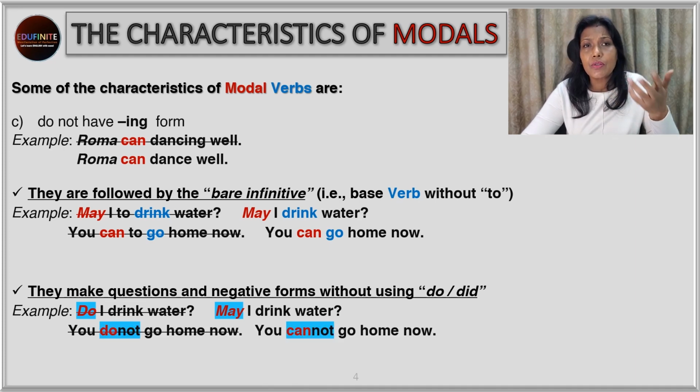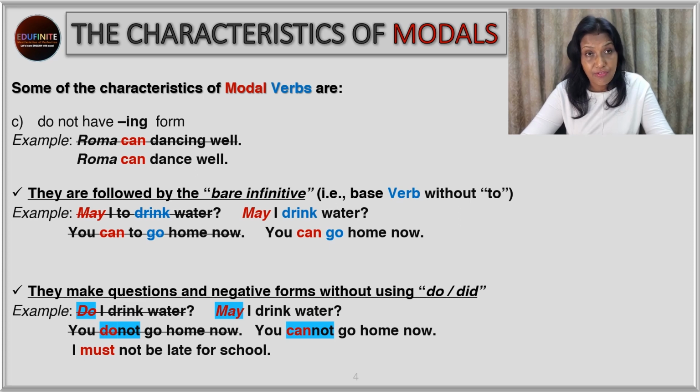Again, when we refer to something negative, we do not say "you do not go home now." What do we say? "You cannot go home now," or "you may not go home now." Or "I must not be late for school." So this is how we use the modal verbs. Here, what do we see? After the modal verb, the not, the negative element, is included. Then we use the base form of the verb.